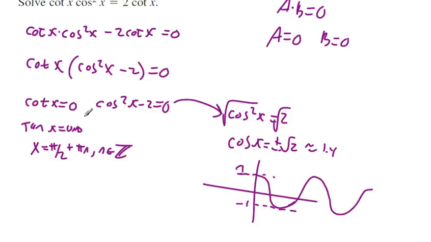So really the only answer to this entire problem is just this: pi over 2 plus pi n, where n is within the integers.